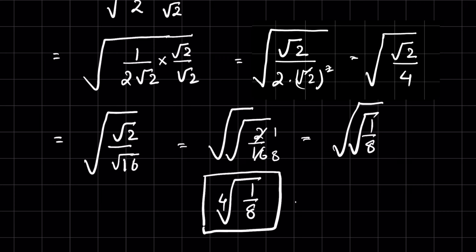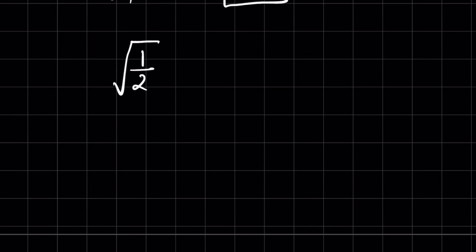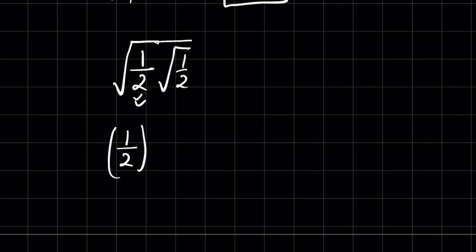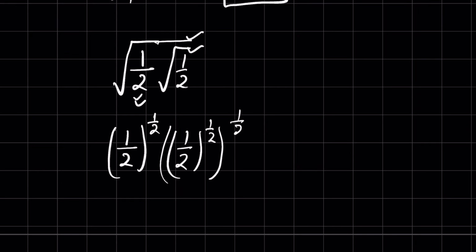There is another method that we can use to solve this question. 1 upon 2 under the square root times 1 upon 2 under the square root, all under the square root. Here this 1 upon 2 is under a square root, which means it is raised to the power of 1 upon 2, and this 1 upon 2 is under this square root and this square root, so it is 1 upon 2 raised to the power of 1 upon 2, then all raised to the power of 1 upon 2.